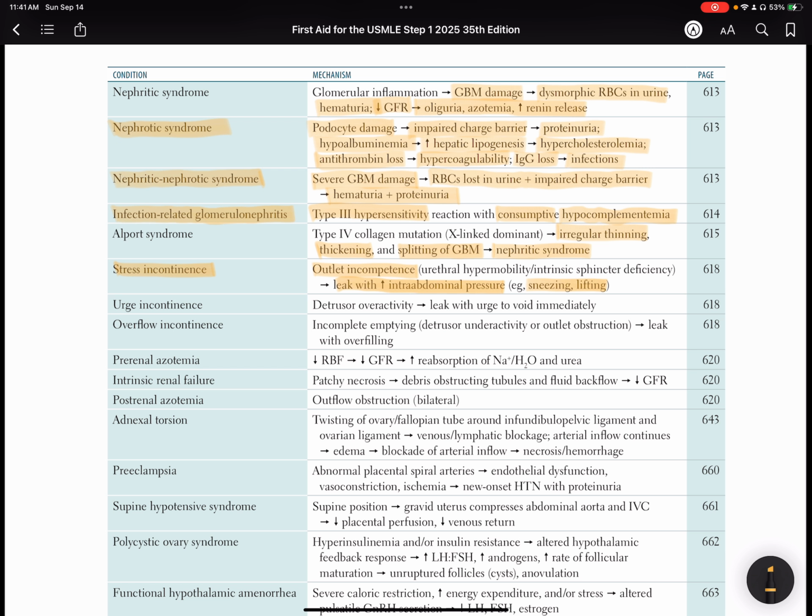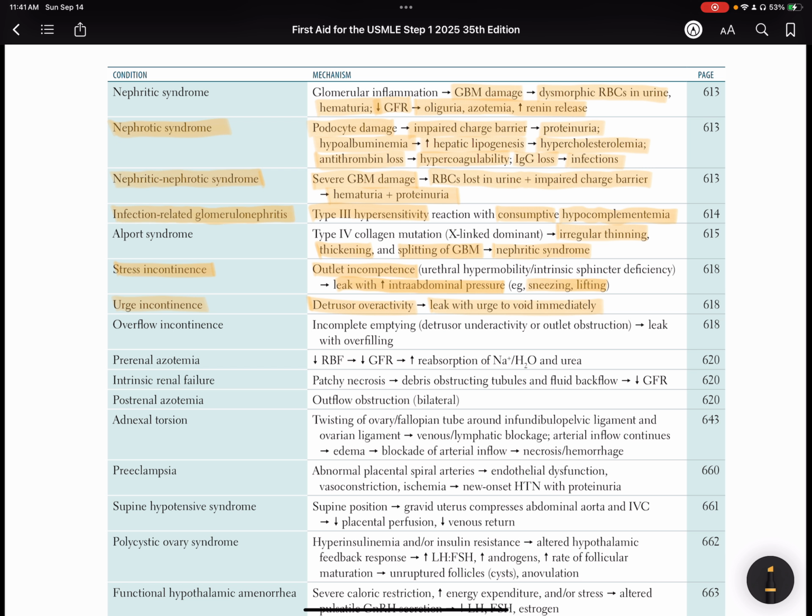What is urge incontinence? Urge incontinence is detrusor overactivity, which leads to leak with urge to void immediately.